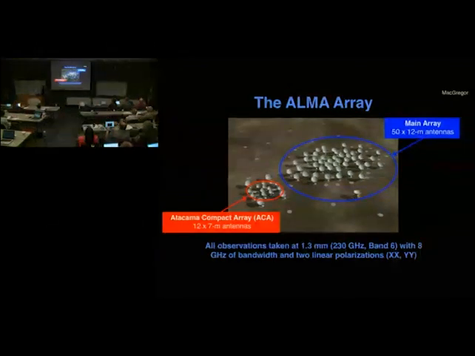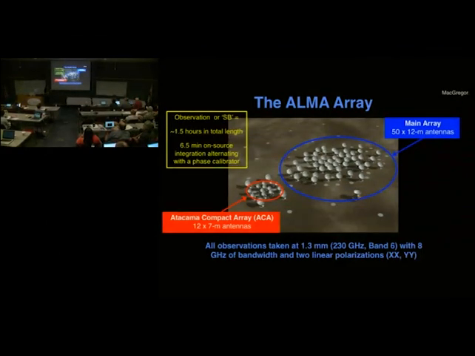All of the observations that I'm going to show today were taken at 1.3 millimeters. If you like frequency space, that's 230 gigahertz. That's what we call Band 6 with ALMA. And ALMA doesn't observe at a single frequency. It observes at what we call a bandwidth, which is a range of frequencies. So you get 8 gigahertz total of bandwidth, and you observe in 2 linear polarizations, the XX and YY polarization.